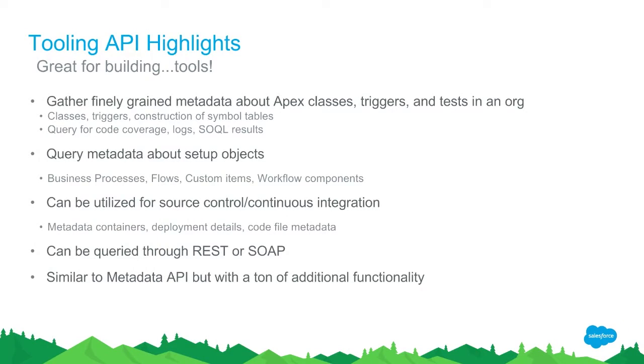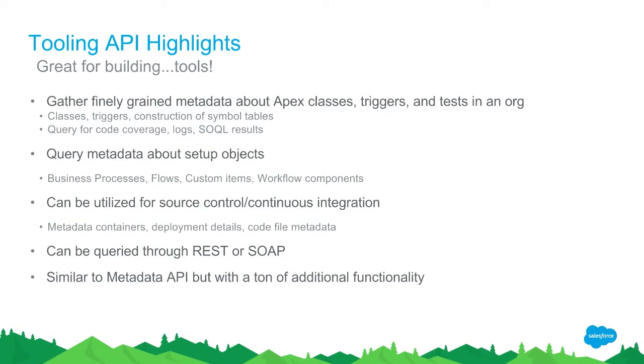There are a lot of things that we can do with it. Here are a couple of them. But at its core, basically what you can use it to do is to gather finely grained metadata about your org. You can look into classes, triggers, construct symbol tables, which I'll show you in a few minutes, look at code coverage queries, generate Apex on top of Apex, stuff like that. Also look into some of your business processes for an org, flows, custom items, workflow components, etc.